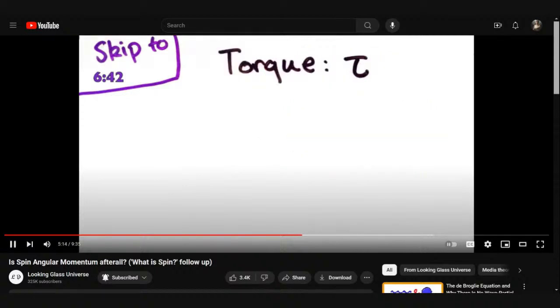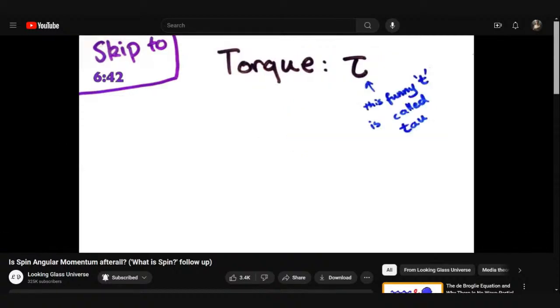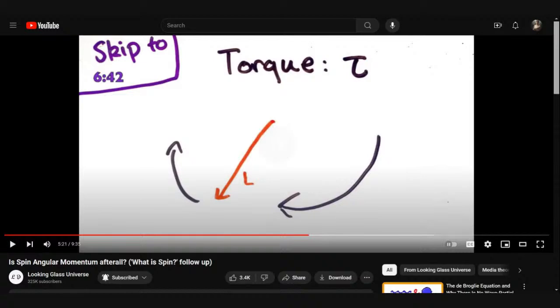Need to introduce one more technical word, torque. A torque is something that twists an object. In our case here, it's from the magnetic field. But what's going on? What is L? Like angular momentum, though, torque is a vector. Okay, L is the angular momentum.